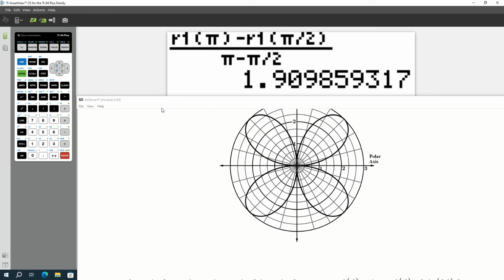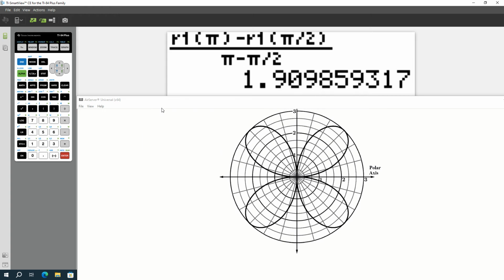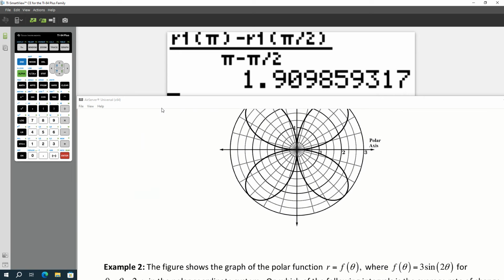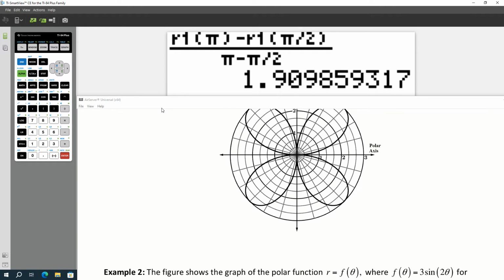There's only one right answer. And so what's happening is sometimes the R is -3 and sometimes it's +3. So I think the best way to do this problem is to not look at the graph and just look at the function and figure it out that way.